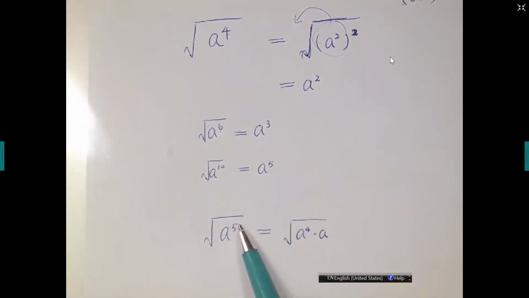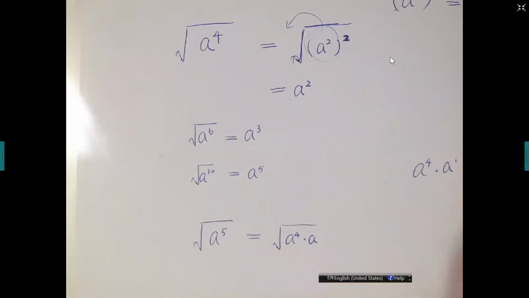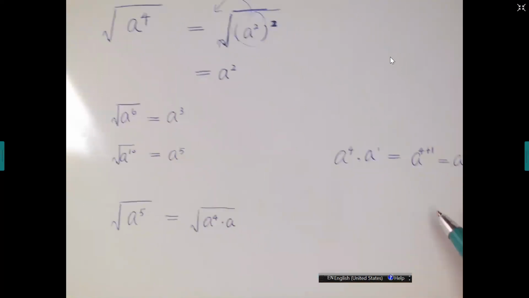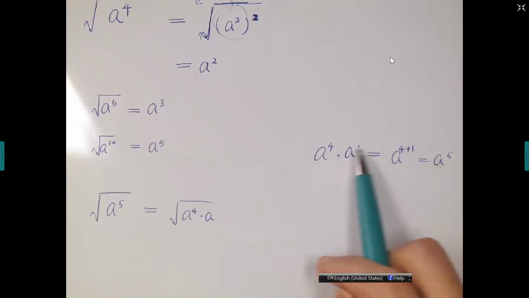Times 5 minus 1. So recall, when we have the same base with exponent notation, when they are multiplying, we keep the base and add the exponents. So a to the 4th times a, a means a to the 1st, equals what? Equals a to the 4 plus 1, a to the 5th. Okay, this is called the product rule. Keep the base, add the exponents.